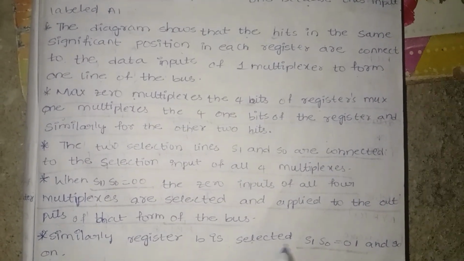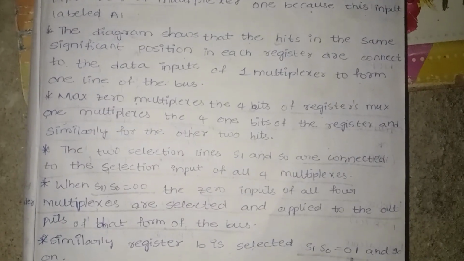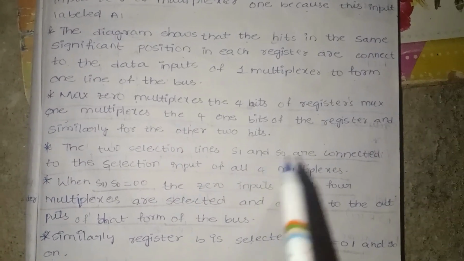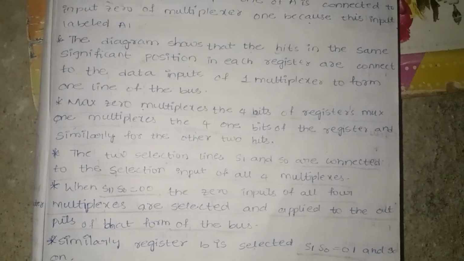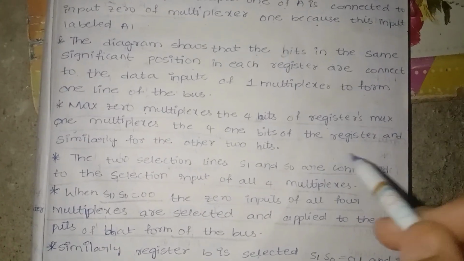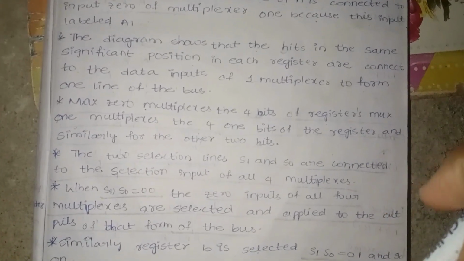Similarly, register B is selected when S1 S0 equals 0, 1, and so on. We will take these values as 2 power n. This is the formula we use for solving these cases.